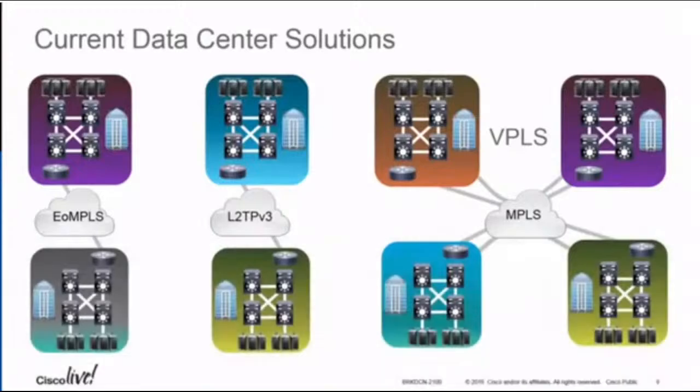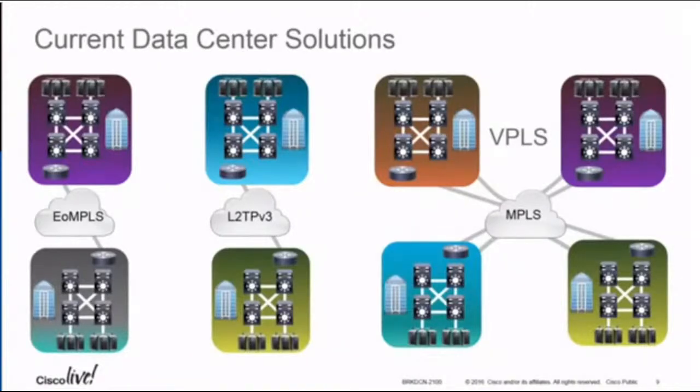Let's have a look at some of the current data center solutions. EoMPLS. It's a bump in the wire and would require MPLS to work on. VPLS in that matter is something like between the data centers. It's a layer 2, or it's a switch which will provide you all the layer 2 MPLS services.